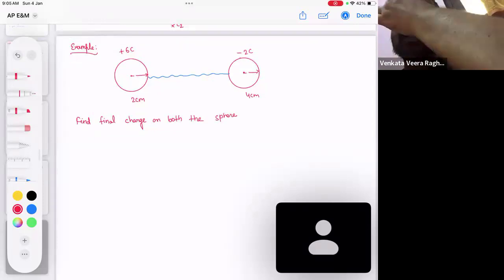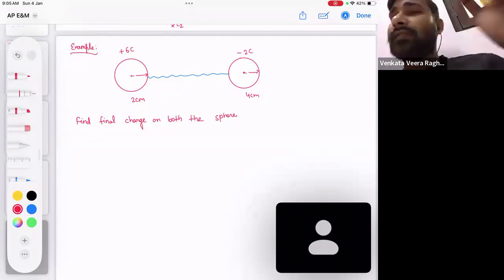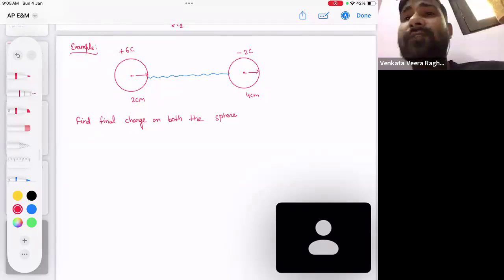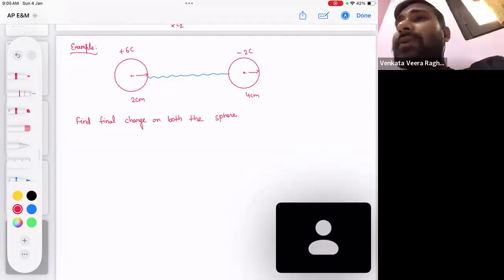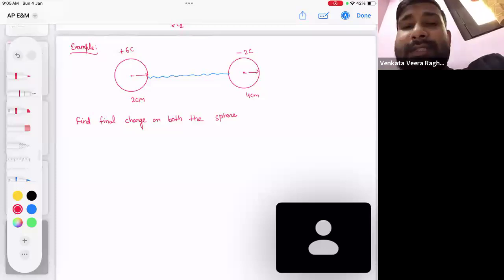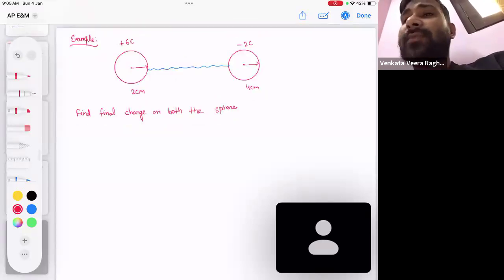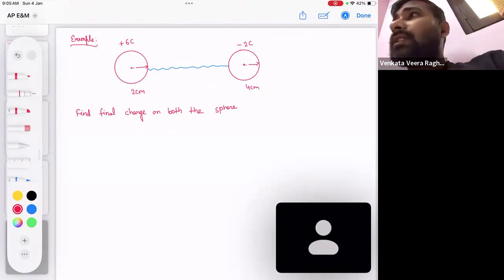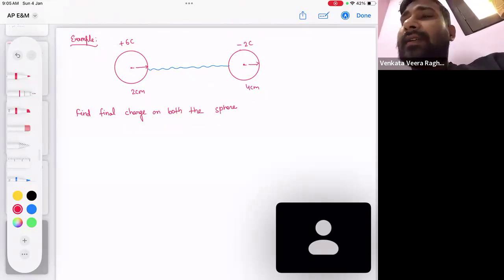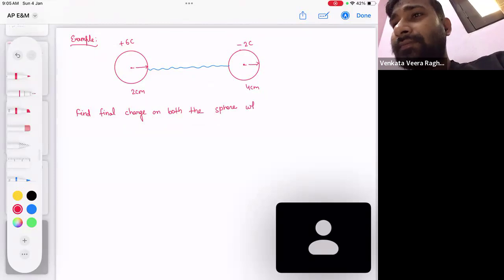Sometimes they will use the word electrostatic equilibrium is reached. So electrostatic equilibrium means what? When the potential becomes equal for both the spheres, that is called electrostatic equilibrium. It doesn't take any time, it is an instant process. The moment you connect these two conductors with a conducting wire, the charge distribution will take place and it will achieve the equilibrium condition. So find the final charge on both the spheres when electrostatic equilibrium is reached.